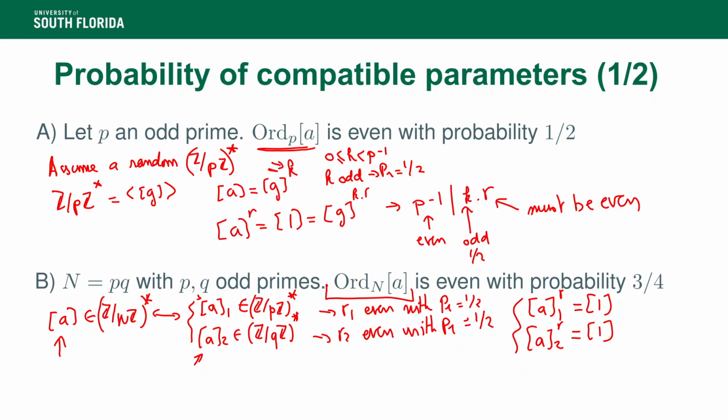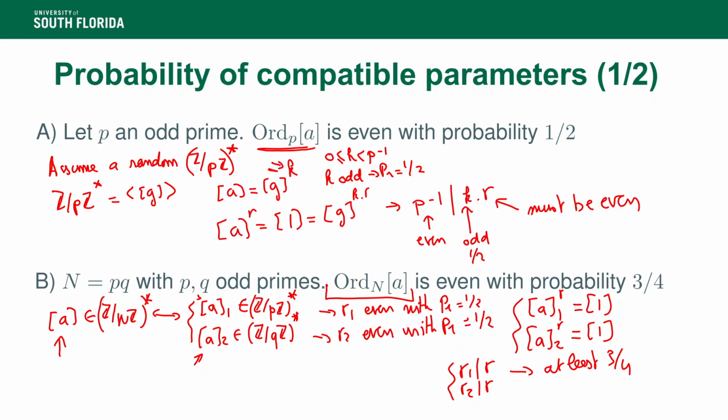If A to the R is congruent to 1 mod n, then necessarily P is going to divide A to the R minus 1, so A to the R is going to be congruent to 1 mod p and mod q as well. What it means is that R1 must divide R and R2 must divide R as well. And so the probability of R being even here is at least 3/4.